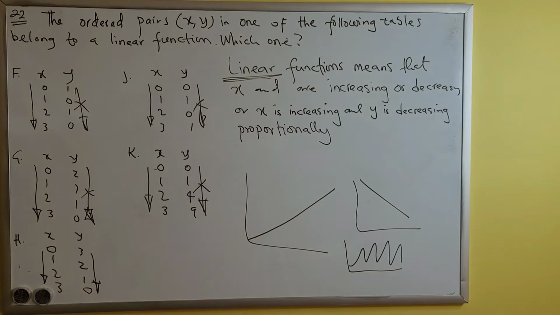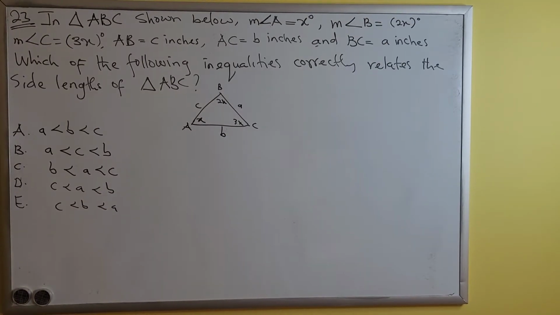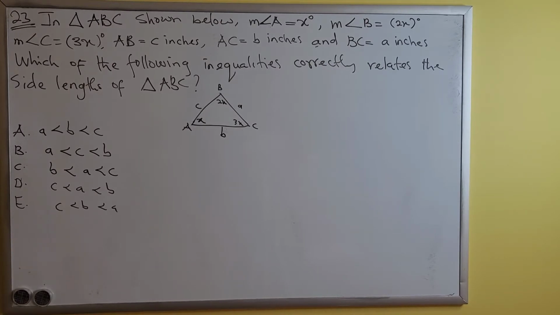Let's go to question 23. In question 23, it says, in triangle ABC shown below, angle A is equal to x degrees, angle B is equal to 2x degrees, angle C is equal to 3x degrees, AB is equal to C inches, AC is equal to B inches, and BC is equal to A inches. Which of the following inequalities correctly relates the side lengths of triangle ABC? So that's what they're asking you.